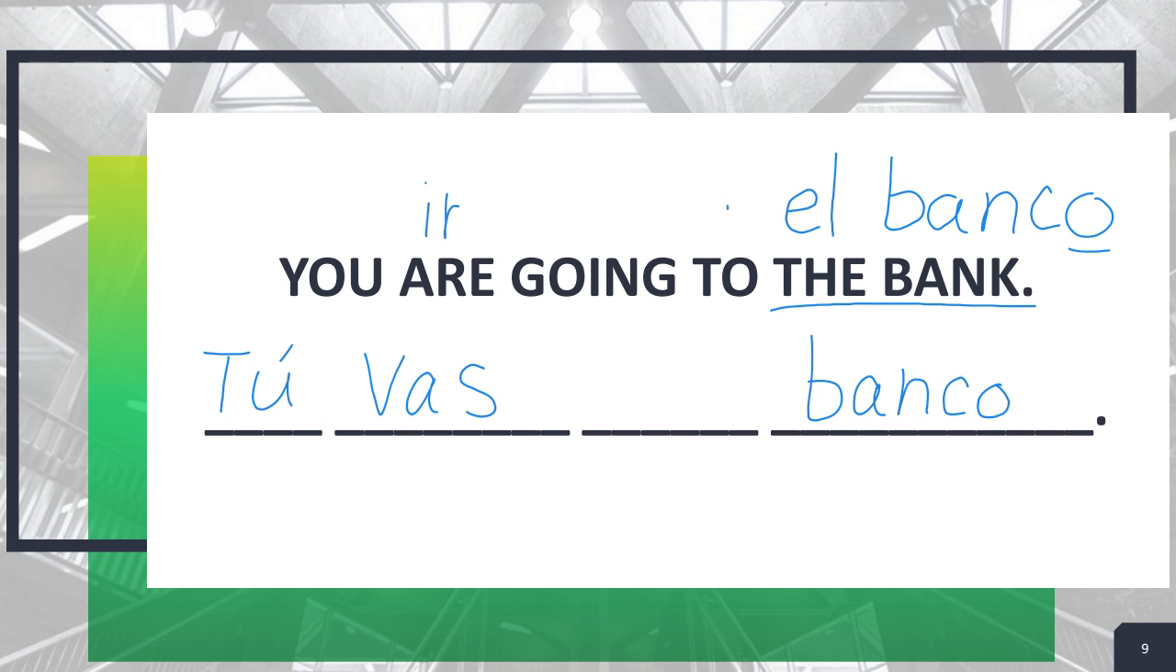And remember that we're going to want to change to a. We don't want to forget our little word. So we don't want to write a-l though, right? We want to make it a contraction. We want to just put the a and the l together. So tú vas al banco. You are going to the bank.